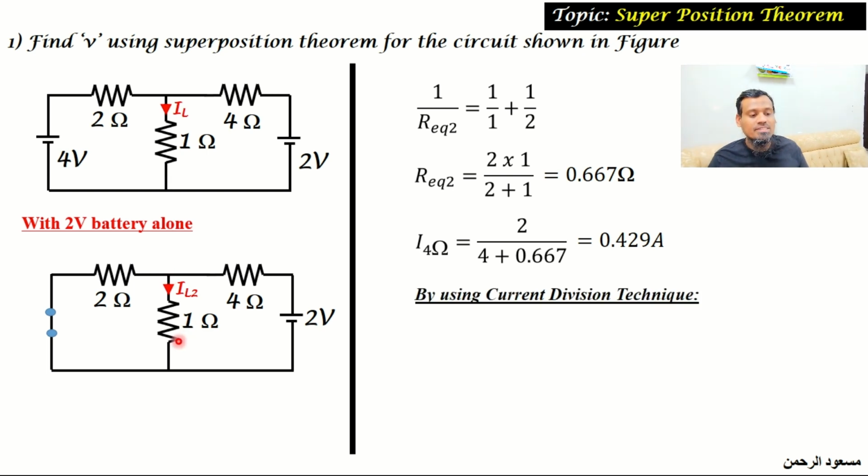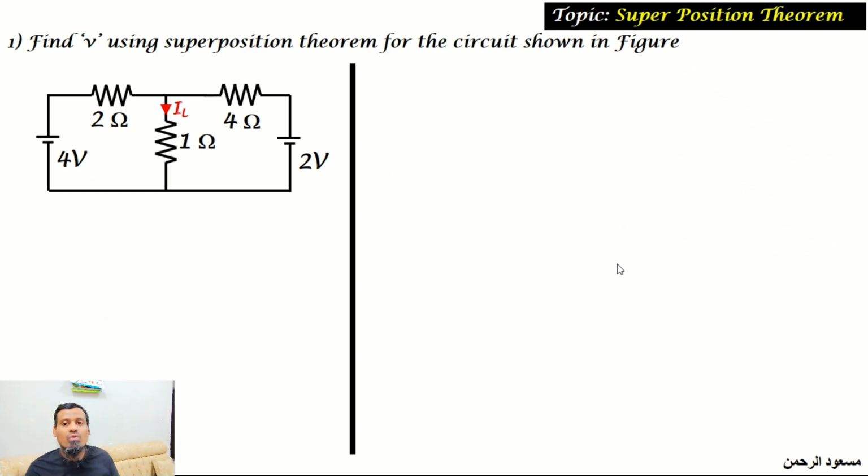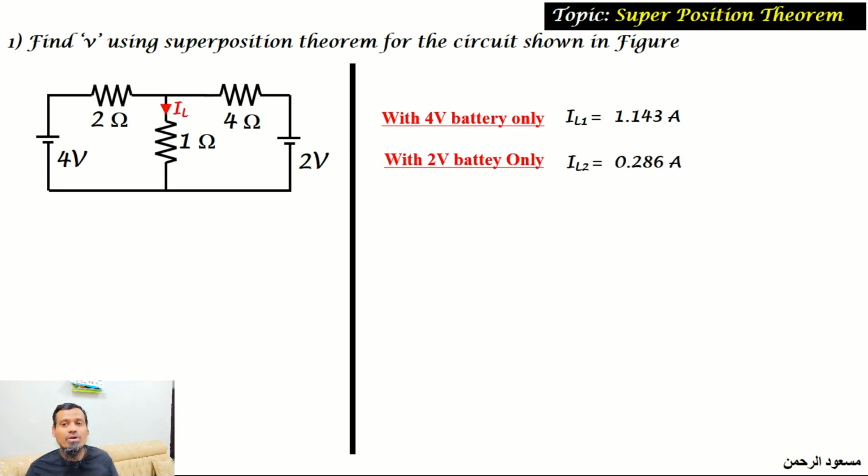The current through the 1 ohm resistor, which is IL2, equals the incoming current, which is 0.429, multiplied by the opposite resistance of this 1 ohm, which is the 2 ohm, divided by the total loop resistance. So it is equal to 0.429 multiplied by 2 divided by 3. In turn, it is equal to 0.286 amps. Up till now, we have calculated the current by considering one source at a time. With the 4-volt battery acting alone, IL1 is equal to 1.143 amps, and with the 2-volt battery acting alone, the current IL2 is calculated as 0.286.